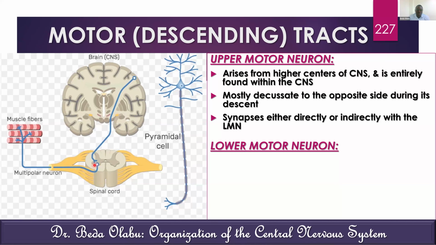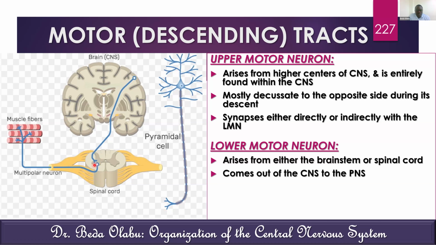How about the lower motor neuron? The lower motor neuron arises either from the brainstem or the spinal cord, usually at the level of termination of the upper motor neuron. It comes out from the central nervous system, therefore, to join the peripheral nervous system. And the axons of lower motor neurons usually will therefore form part of the peripheral nerve. It could therefore be part of a cranial nerve if it was arising from the brainstem, or part of a spinal nerve if it's arising from the spinal cord.